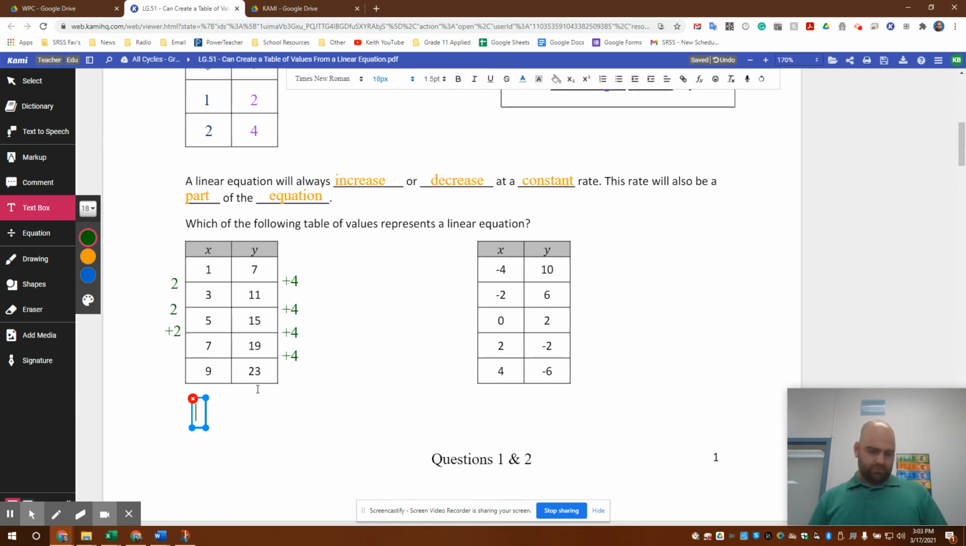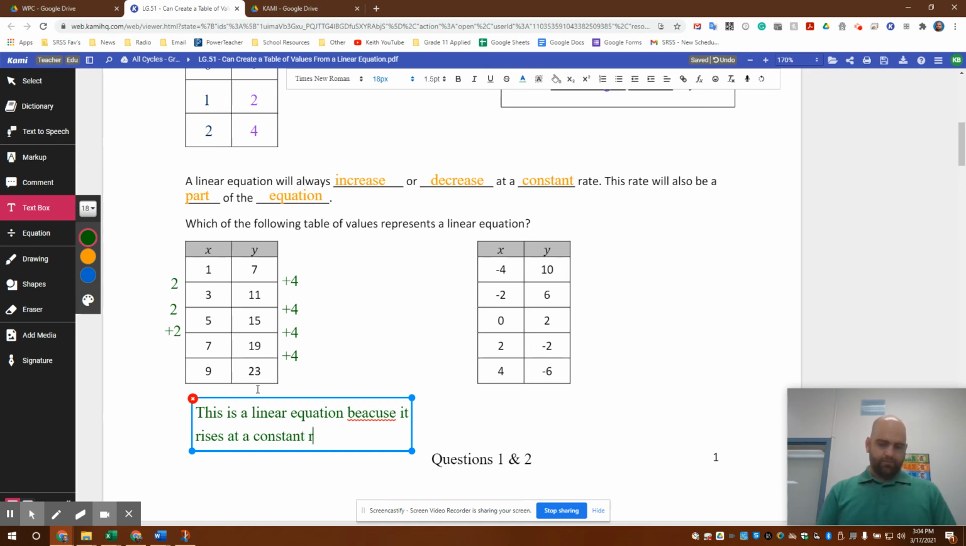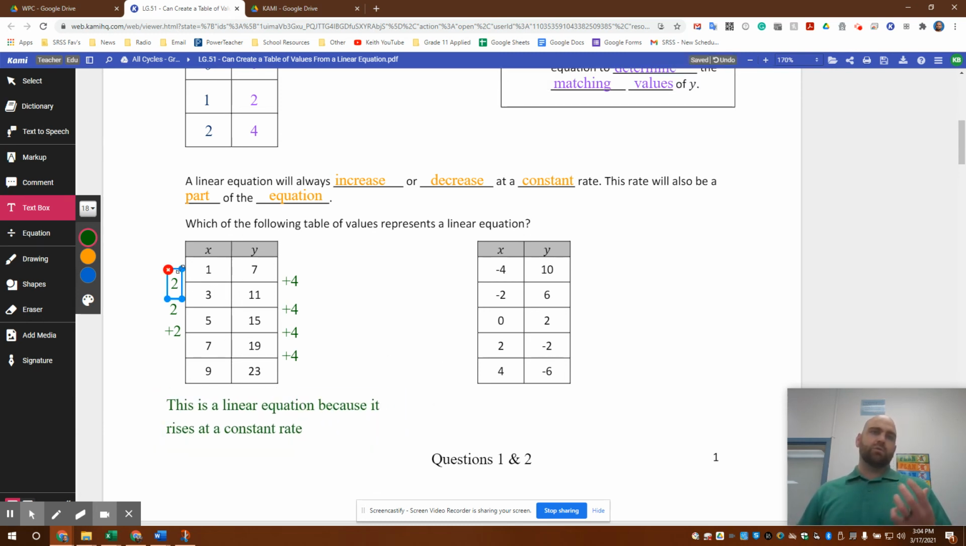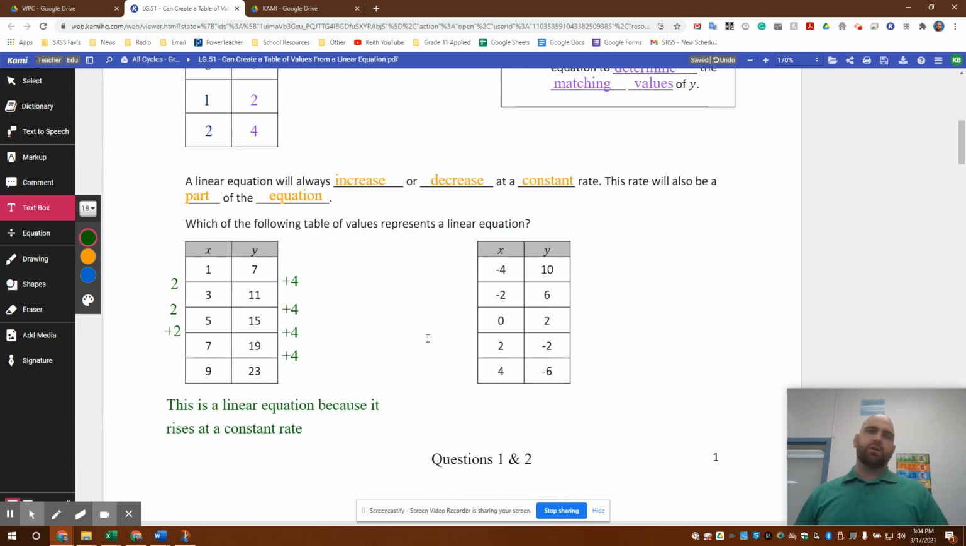This is a linear equation, or it represents a linear equation, because it rises at a constant rate. So this one is a linear equation. It rises at a constant rate. The x is going up by 2, y is going up by 4. Just like here, x went up by 1, y went up by 2. So that is a linear equation.